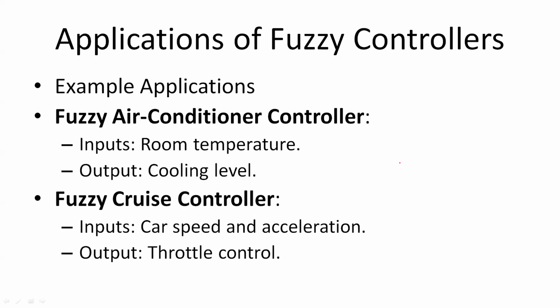We'll be looking at one of the examples. These are the two examples given in your textbook. We'll be looking at the fuzzy air conditioner controller, where the input given will be the room temperature and the output will be the air conditioner setting. You can have more than one input, but maybe a single output only. Usually the case is like that. Here also, in the cruise controller, you can see you have speed as well as acceleration as the input, whereas the braking control is given as the output.